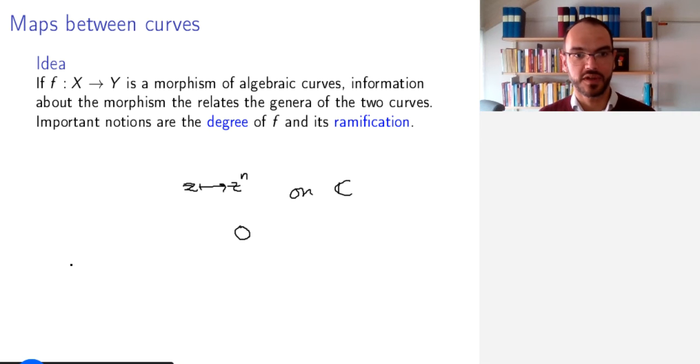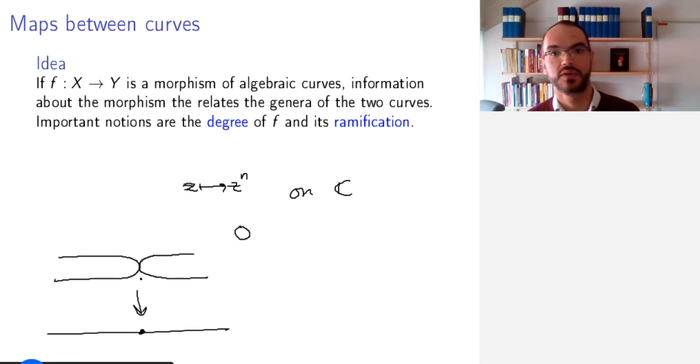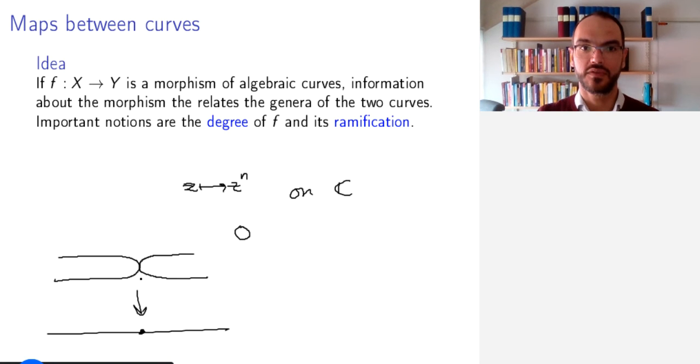A more pictorial way is if you have something that looks like this, and then you project onto the line. Then everywhere you have a pre-image of 2 points, so generically this is a 2-to-1 map, but over this point there is some branching or ramification going on. So we need to look into that a bit more.